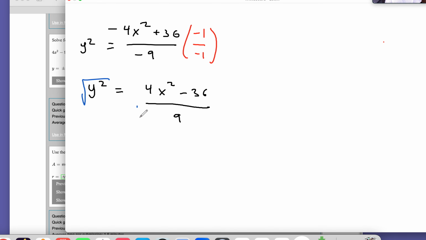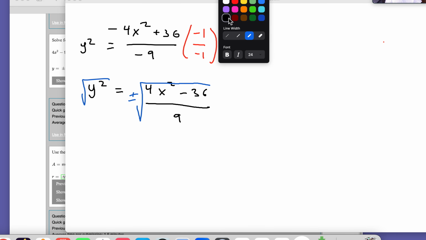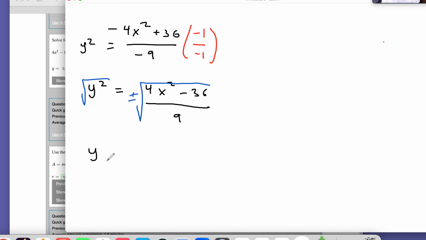And so now I'll go ahead and do my root on both sides. And that gives me y equals plus or minus. So now this is 4x squared minus 36. There's a couple of things that could happen there.